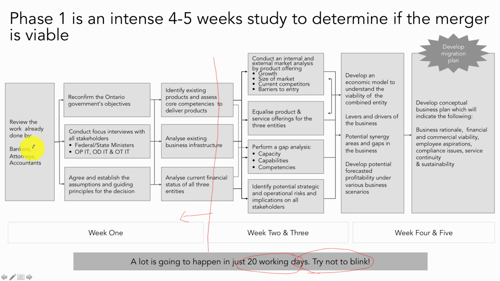We will review the work already done by the bankers, accountants, and attorneys. And not a lot there. When I say review, we're not going to go through all the documents. We're going to take the things that are useful to us. And you'll see not a lot is useful for us beyond the financial number crunching that had been done.